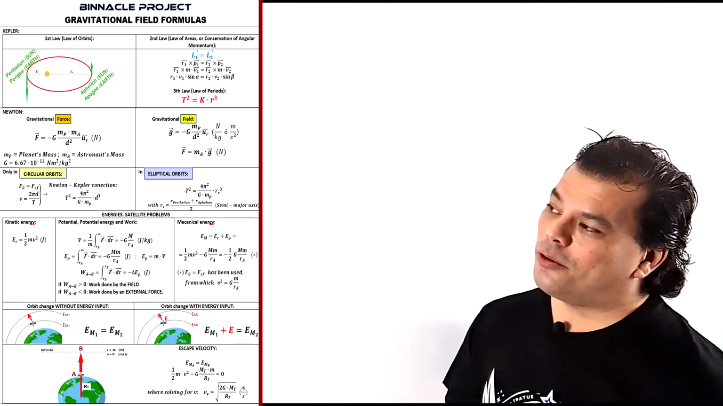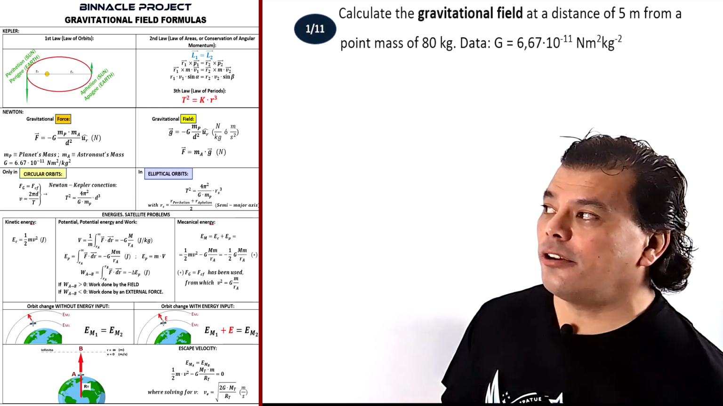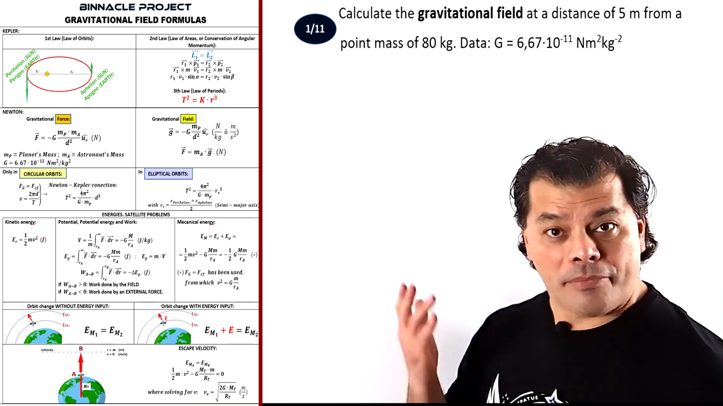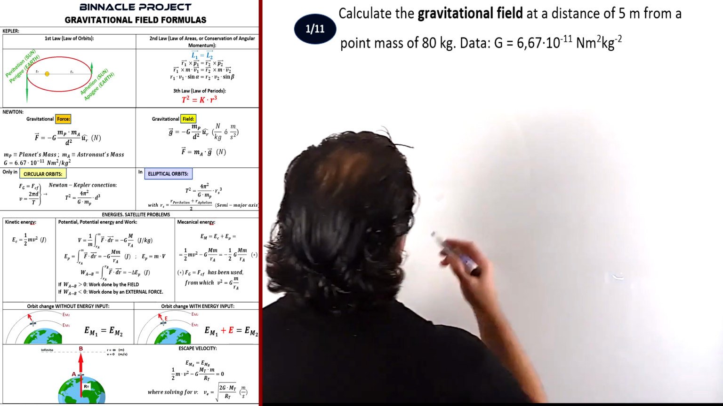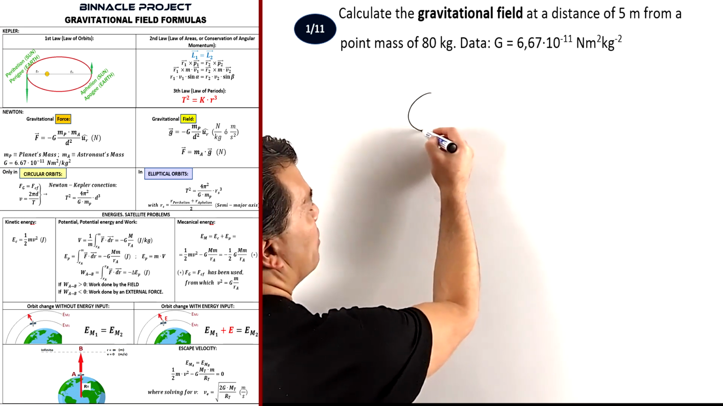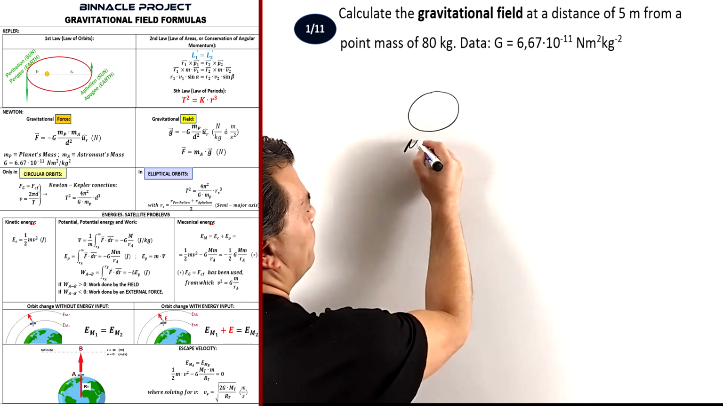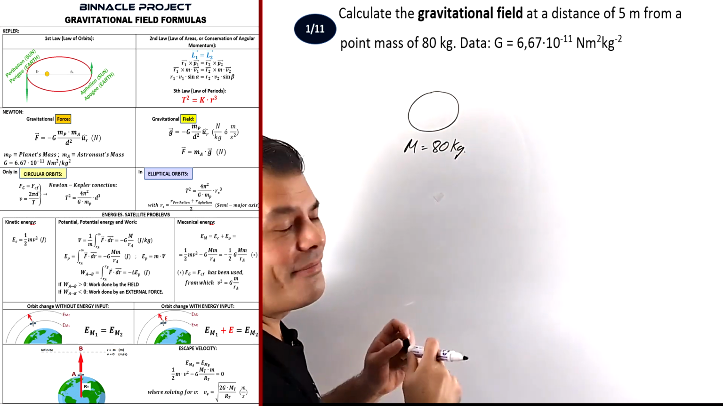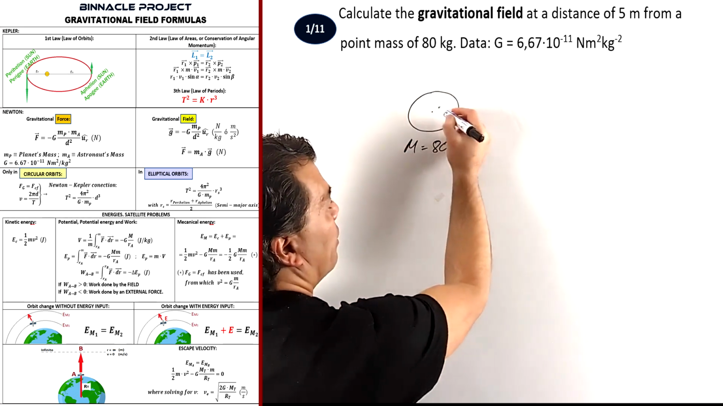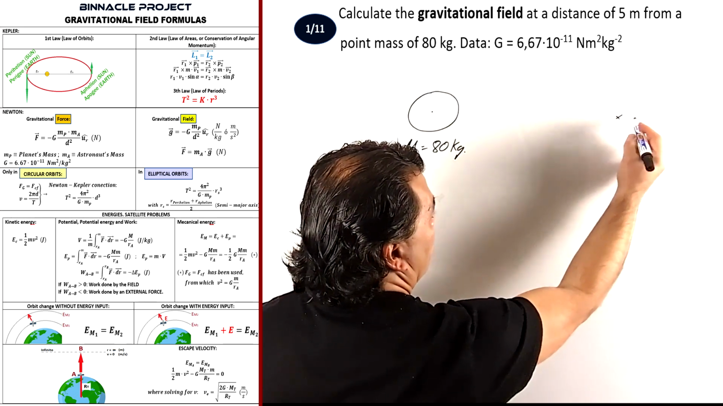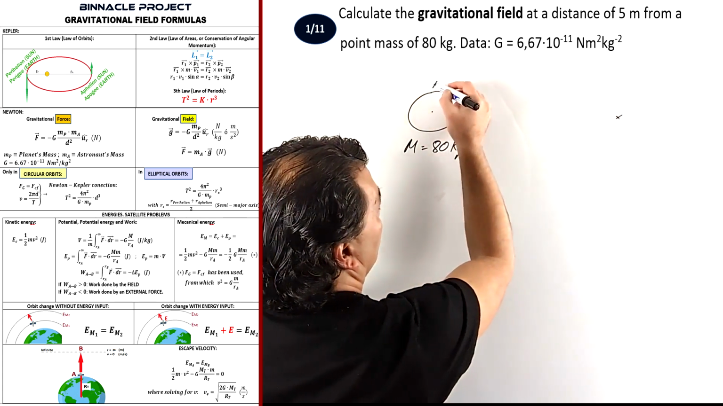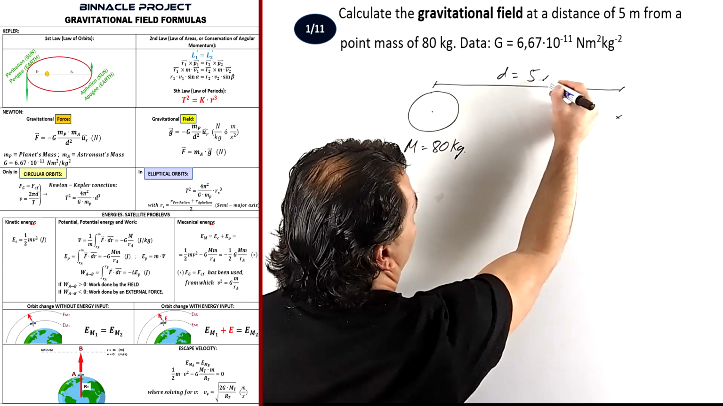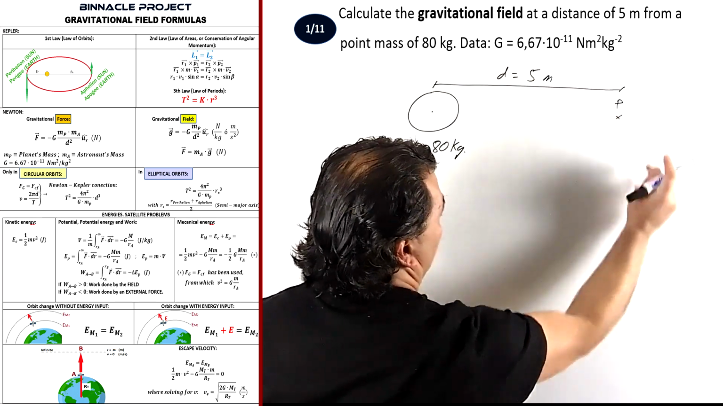Let's start with this simple question. It says, calculate the gravitational field at the distance of 5 meters from a point mass of 80 kilograms. Let me draw the situation for you. They are saying that we have this 80 kilograms mass, imagine a person, and they are asking to calculate the gravitational field 5 meters far from the center of this mass, okay? This is 5 meters. So let's call it point P.